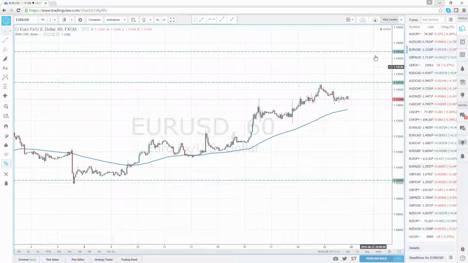And obviously our eyes are then going to be on this level above. So what we're waiting for in the euro dollar is for it to pull back somewhat, to consolidate around the moving average. Once it's done that and it makes its next attempt to the upside, we'll be then looking to get involved in that trade.